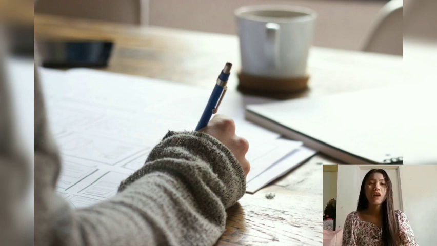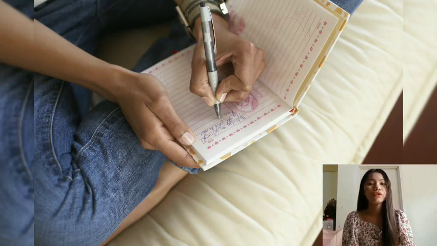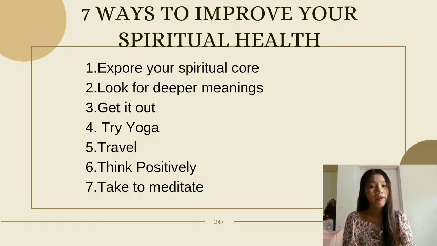journaling. After a challenging day, writing in a journal about your experiences and emotions can provide clarity and help you process what happened. Talking to a friend. Sharing your thoughts and feelings with a trusted friend can also help you gain perspective and feel more focused. By getting it out, you release emotional baggage, enabling you to think more clearly and move forward with a refreshed mindset.